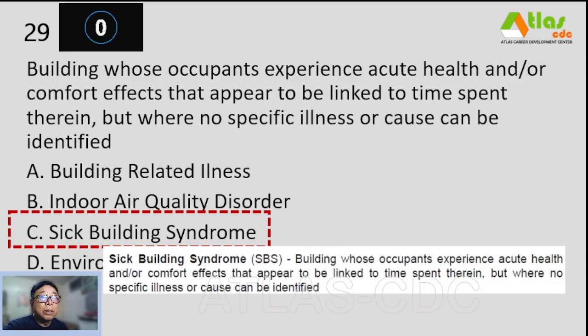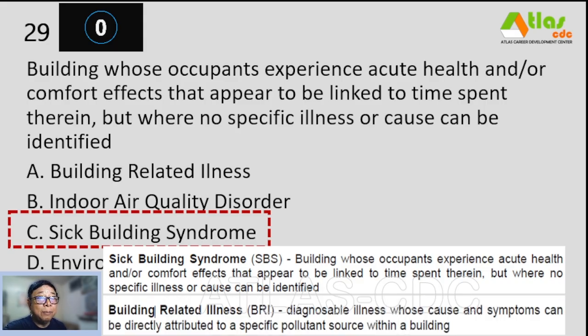So when you say sick building syndrome or SBS, it is a building whose occupants experience acute health and/or comfort effects that appear to be linked to time spent therein, but where no specific illness or cause can be identified. On the other hand, when you say building-related illness or BRI, it is a diagnosable illness whose cause and symptoms can be directly attributed to a specific pollutant source within a building.